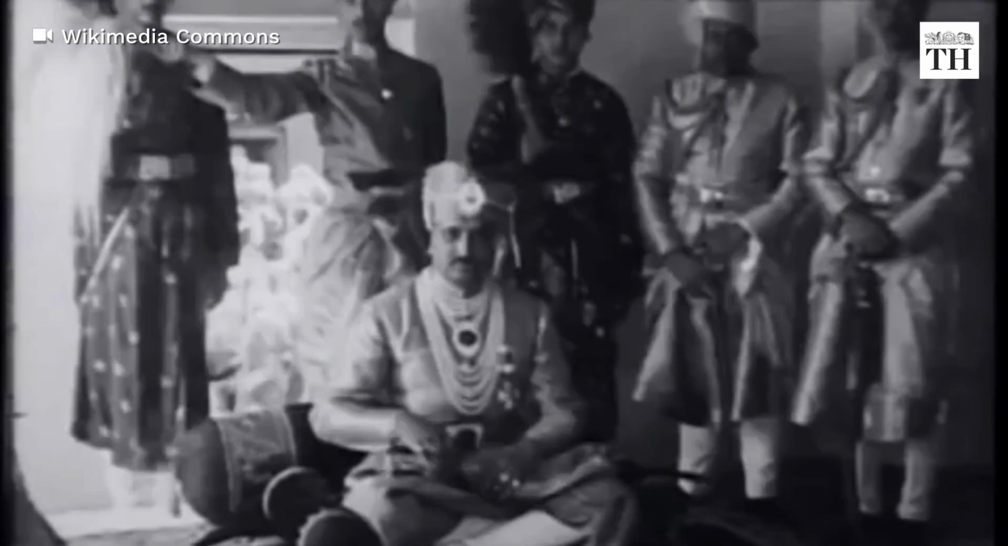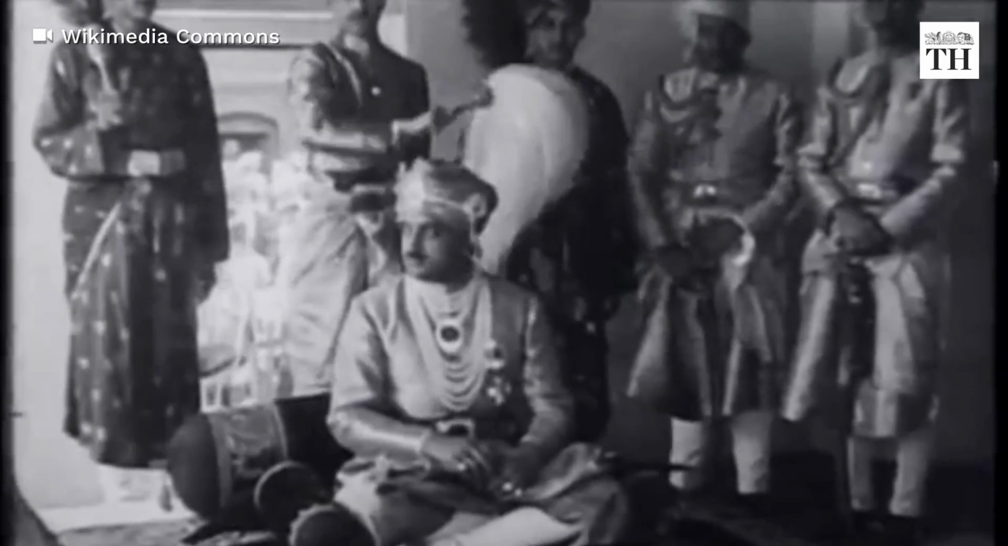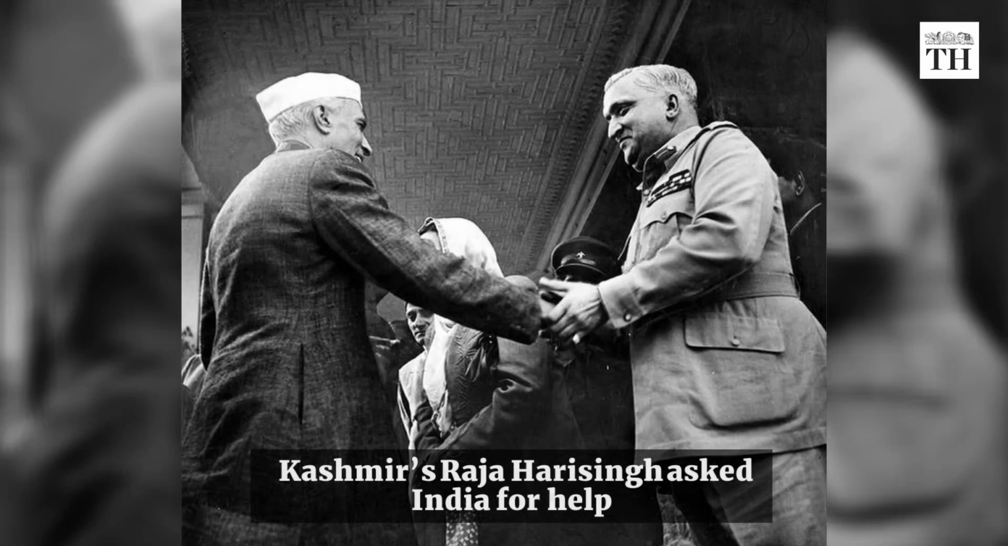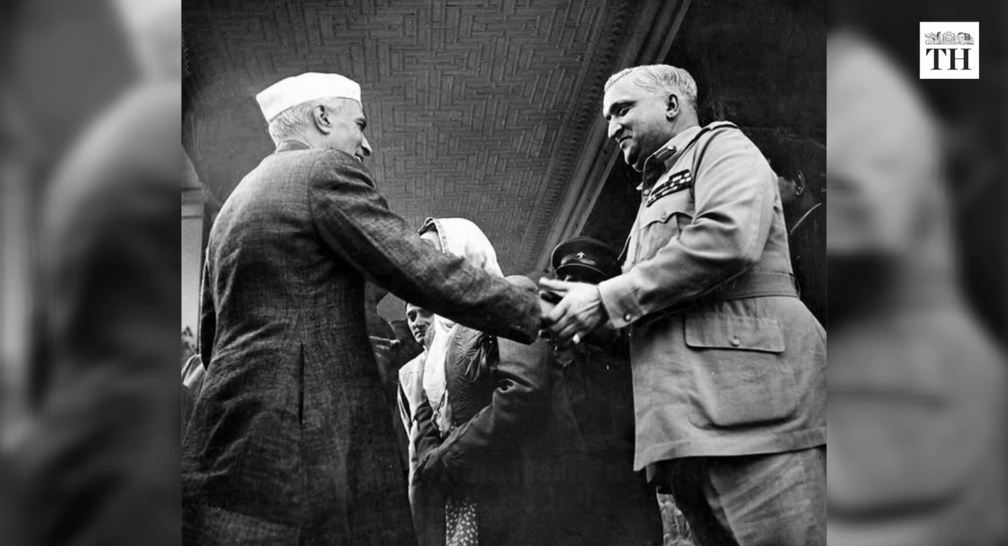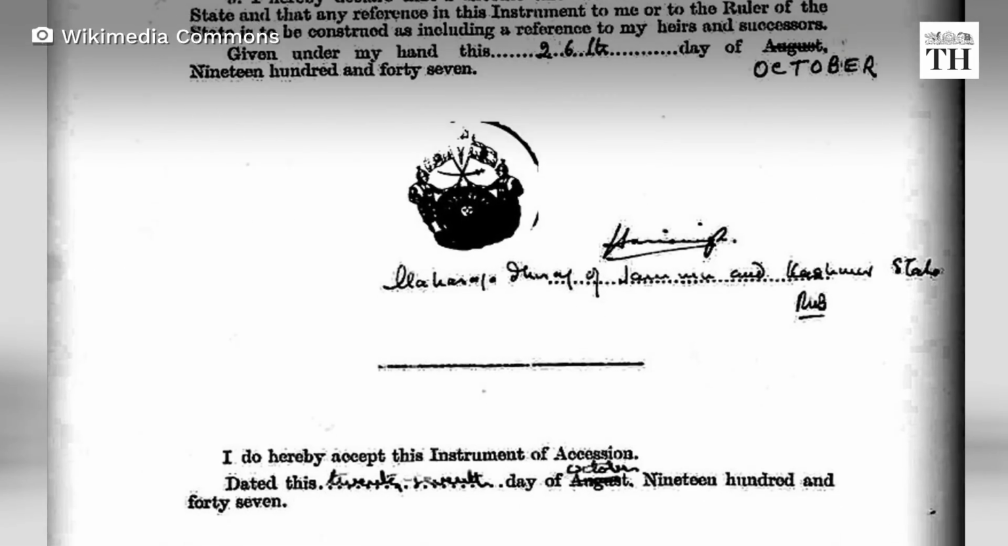For months, Kashmir contemplated whether to join India or Pakistan. But after facing pressure and military action from Pakistan, Kashmir's Raja Hari Singh asked India for help and later signed the Instrument of Accession on October 26, 1947.